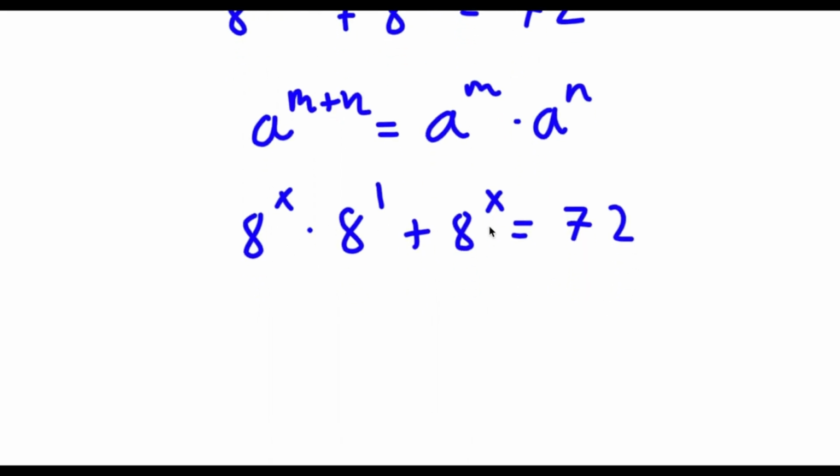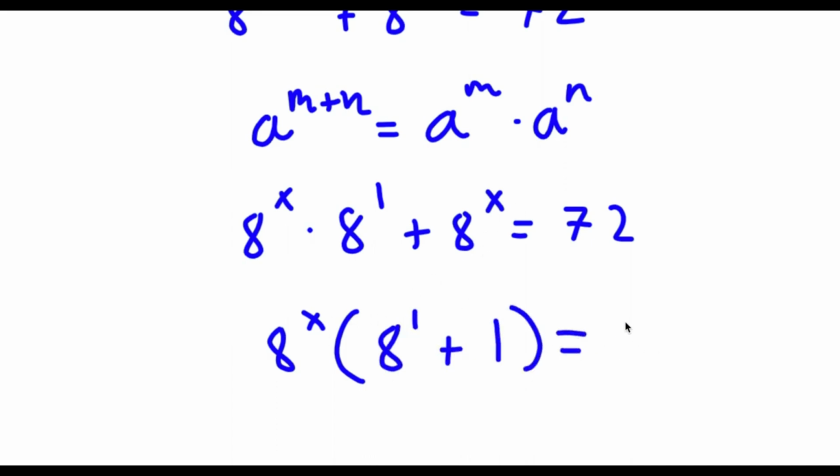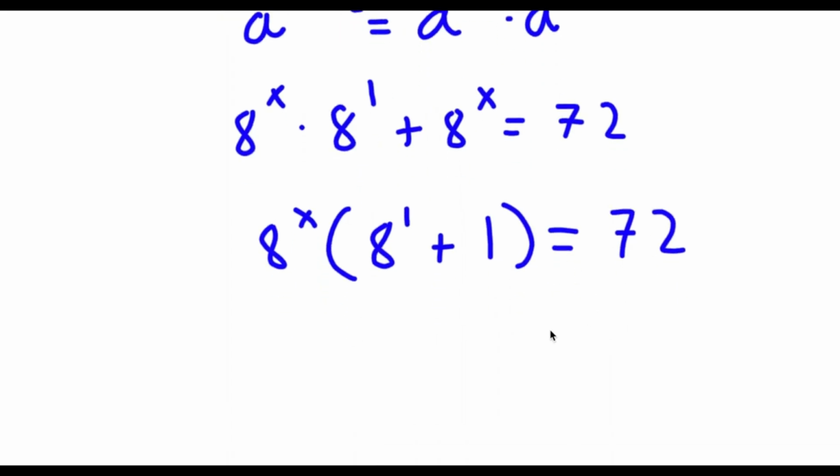Now from here, because both of these terms have 8 to the power of x, I'm going to factor out 8 to the power of x. So now I have 8 to the power of x times, well, 8 to the power of x times 8 to the power of 1 divided by 8 to the power of x, simply 8 to the power of 1, plus 8 to the power of x divided by 8 to the power of x is 1. Now this is equal to 72.